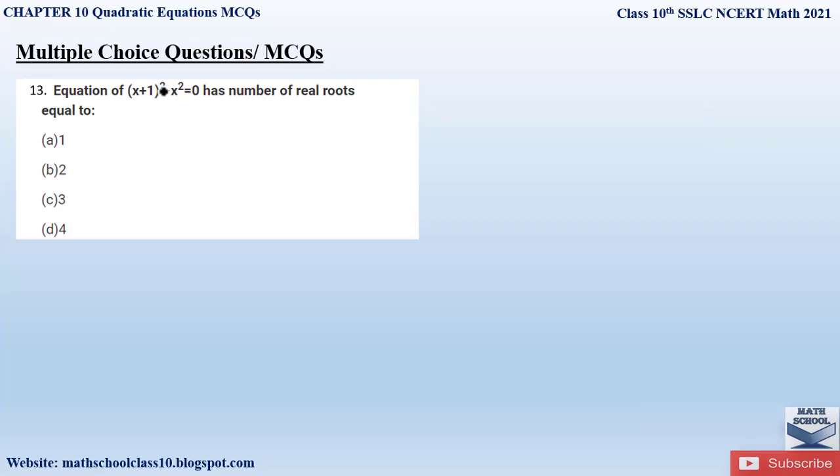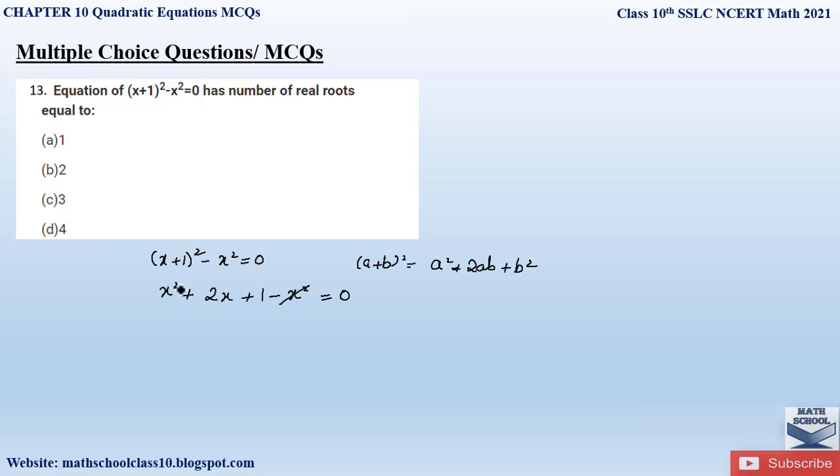Question number 13. Equation of x plus 1 the whole square minus x square equal to 0 has number of real roots equal to. So we have to find out the roots here. So what is the given equation? That is x plus 1 the whole square minus x square is equal to 0. So let us open this bracket by applying the formula, that is a plus b the whole square equal to a square plus 2ab plus b square. So that will be x square plus 2 into a value is x and b is 1. So it will be 2x plus b square is 1 minus x square we have equal to 0.